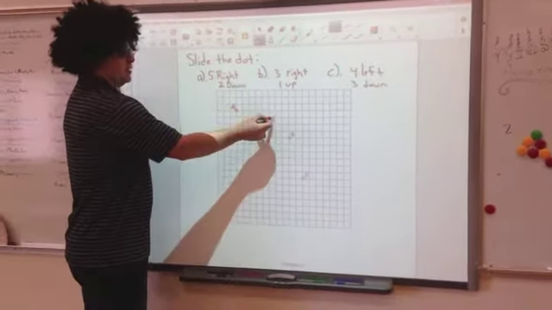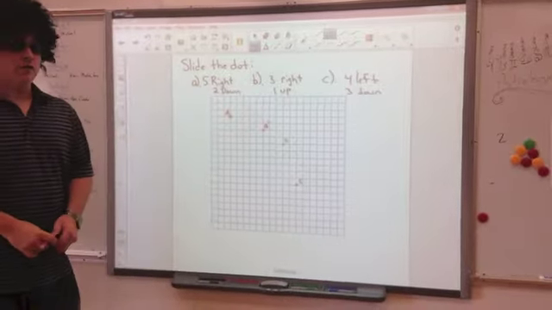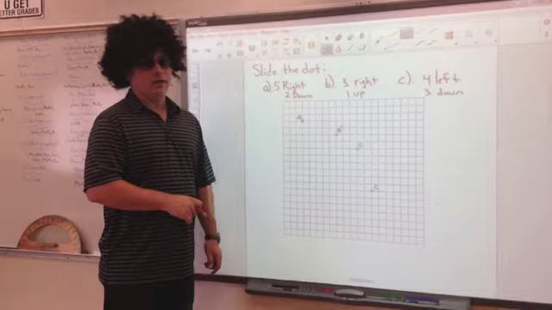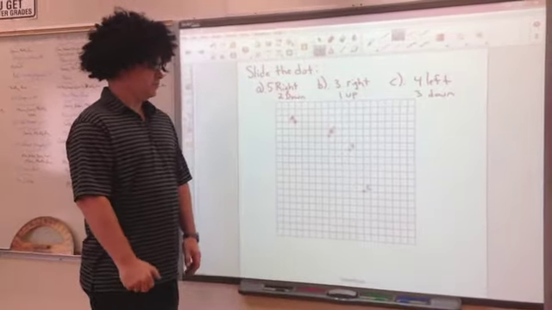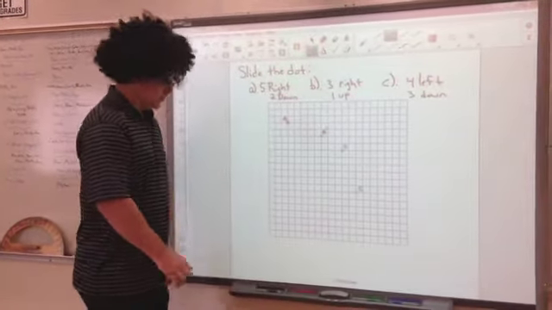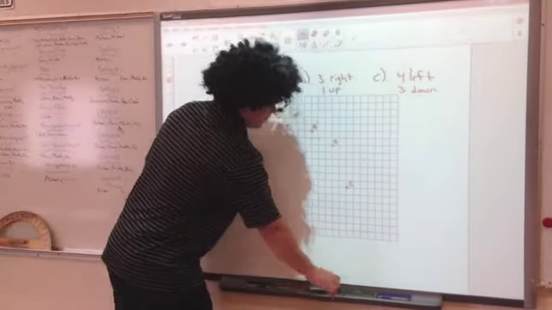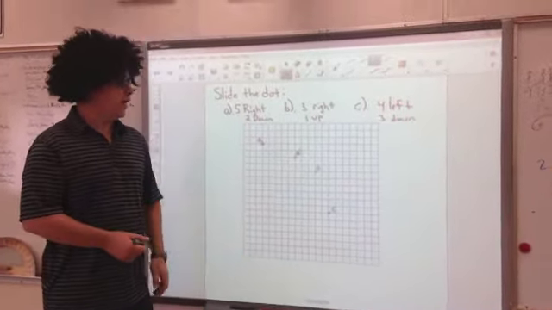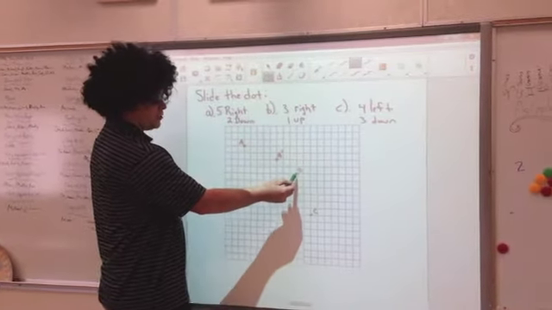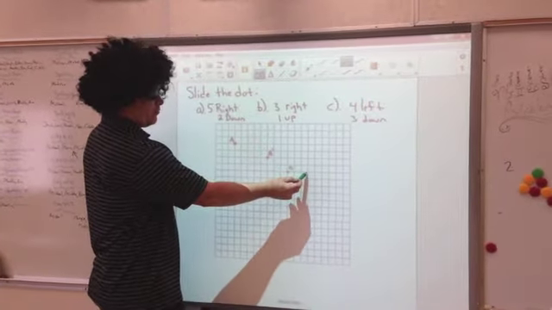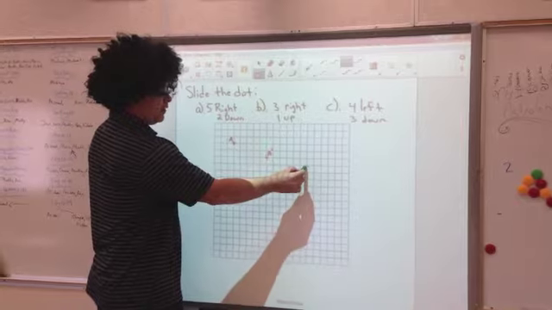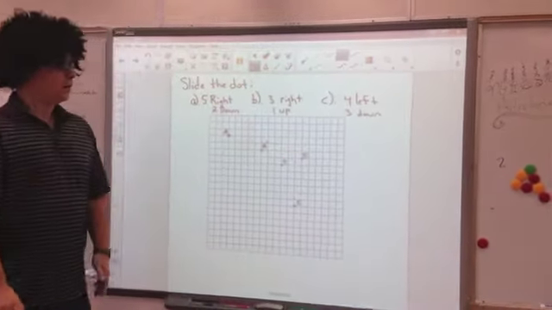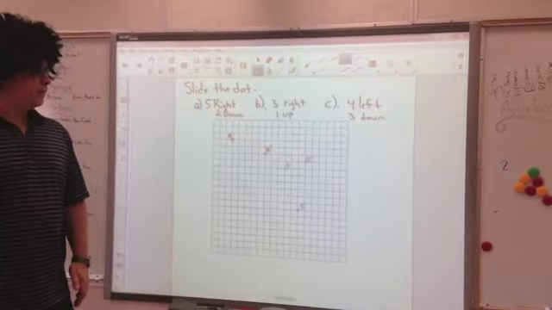This little mark, which looks like an apostrophe, is called a prime. And that means that's my second image. So that's where I slid that to. We take a look at the B dot. 3 right and 1 up. So we start here, we go 1, 2, 3, we go 1 up. That's my new one. I put a B with a prime, and we're finished that one.